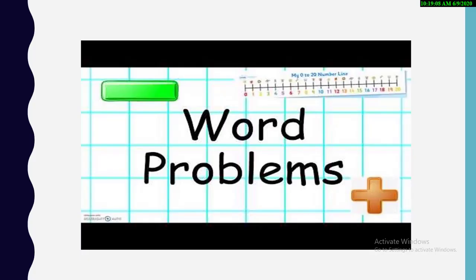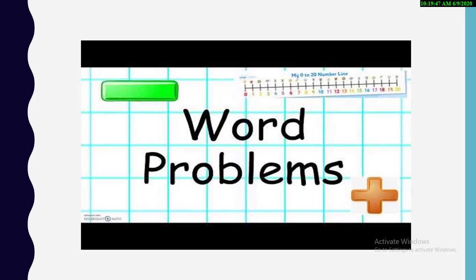Okay, what are word problems? Word problems are related to our daily life. How? For example, if you're going to the market and you have 10 rupees and you purchased a candy of 5 rupees, how many are left? How much money will you have after buying that candy? Can you tell me? Definitely you will have 5 rupees left. So this is a word problem.